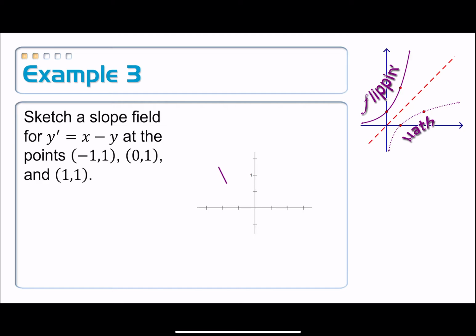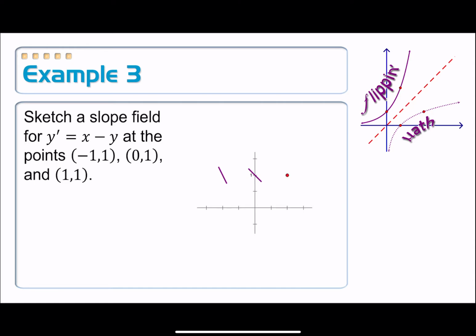Okay, at 0, comma 1. So that's our next point. 0 minus 1 is negative 1, so this time I want a slope of negative 1. Again, I could go down 1, right 1, and visualize what that line is supposed to look like, and then just draw myself a little tiny line. This one should be less steep than the other one, which was a negative 2.